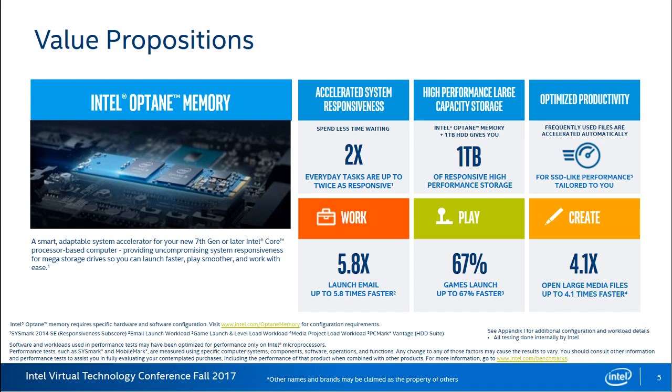The next is high performance, large capacity storage. When you enable Intel OPTANE Memory via our UI and pair it with a 1 terabyte HDD, the UI concatenates the 1 terabyte hard disk drive and Intel OPTANE Memory module into a virtual volume visible to the OS. Thus, a 1 terabyte HDD plus a 16 gig Intel OPTANE Memory module will appear as a 1 terabyte Intel OPTANE volume. And since we're accelerating those frequent tasks across the entire 1 terabyte hard drive, we're giving those users the equivalent of 1 terabyte of responsive, high-performance storage.